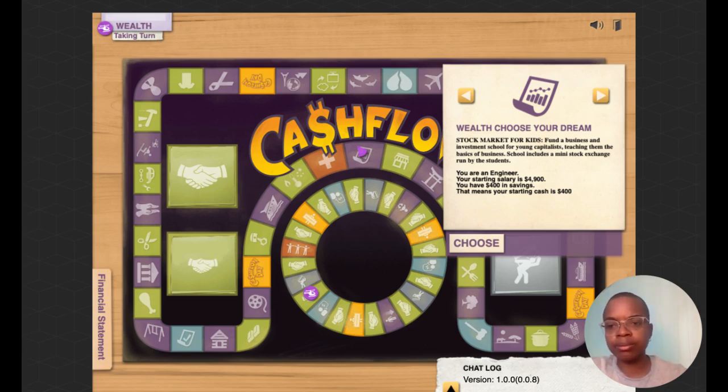So, just to reiterate, the goal of this game is to help players understand how they move from the rat race, which is relying solely on earned income, to financial independence by building passive income streams through investment and smart financial management.